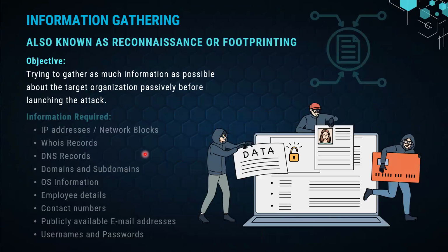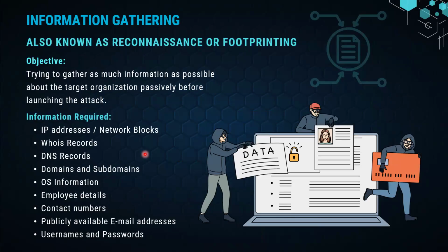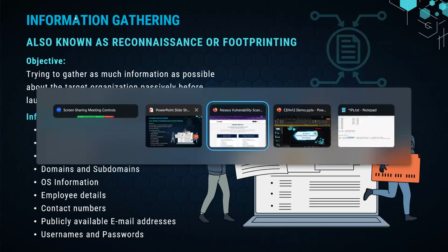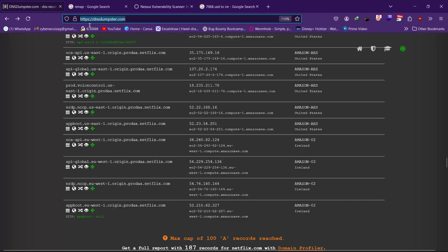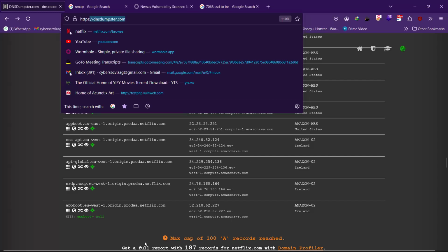Passive in the sense you are not contacting the organization in any way, and you're getting information about that organization from third-party services or third-party websites. So if I want information about Netflix, I'm getting some information from other third-party websites like DNS Dumpster. This is passive information gathering.